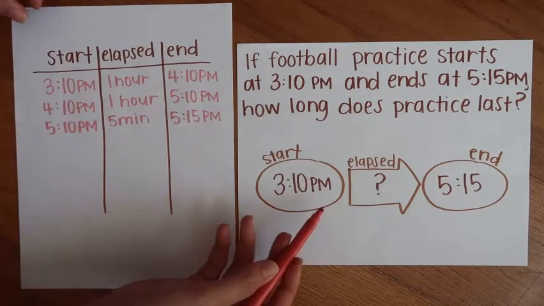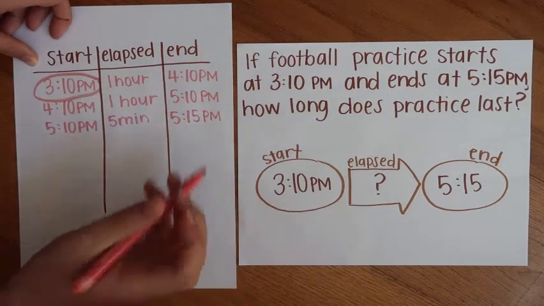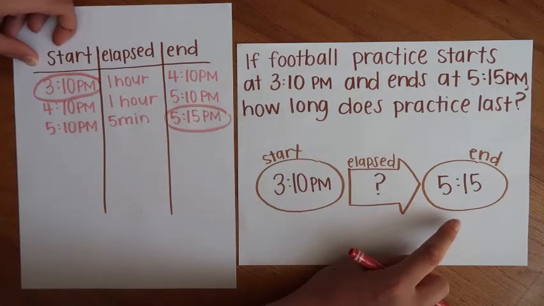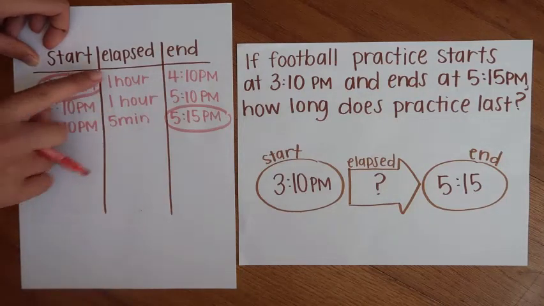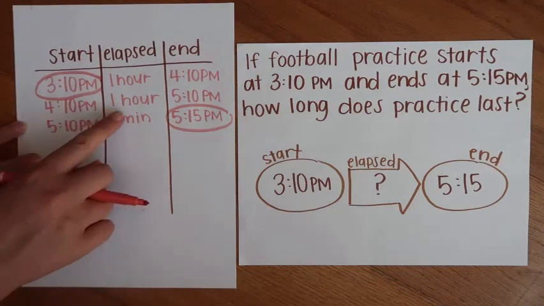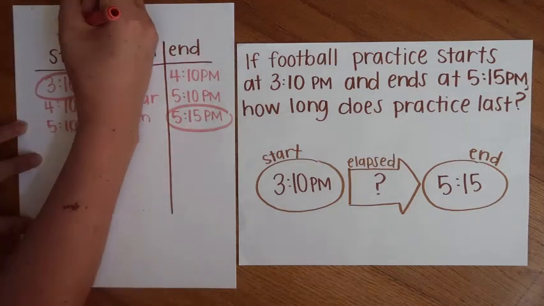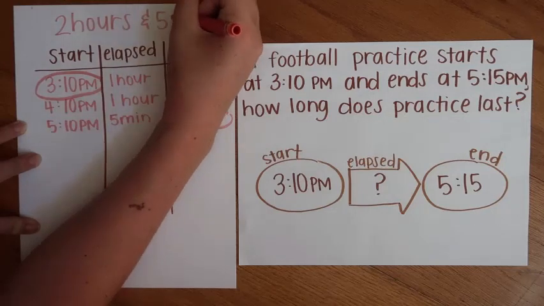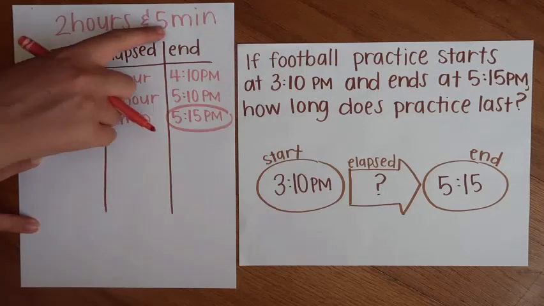So again, this should match up with what's happening over here. I have a start time of 3:10 p.m. I have an end time of 5:15 p.m., which was my goal. And the question was, what was the elapsed time? What was that time that passed in order to get from 3:10 to 5:15? And I can use this here to see that 1 hour plus 1 hour plus 5 minutes is going to be 2 hours and 5 minutes. It is super important that we write it like this with 2 hours and 5 minutes.